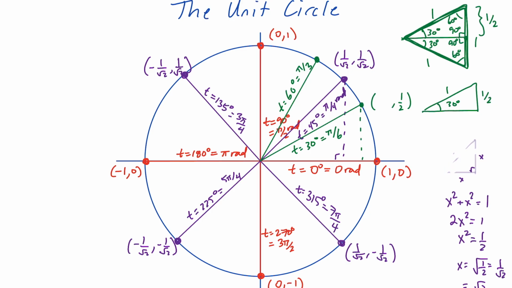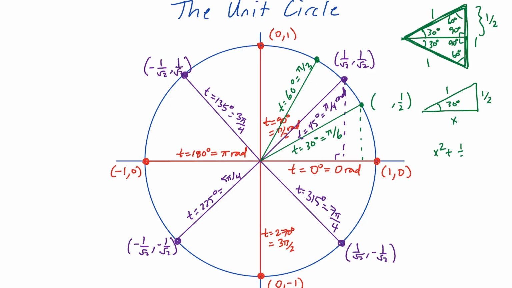So let's figure out the unknown side. We'll call it x. So I'll have x squared plus a half squared equals 1 squared. Half squared is 1/4. 1 minus a fourth is 3/4. And so x is going to be the square root of 3/4, or the square root of 3 over 2. So the x-coordinate of this point is the square root of 3 over 2.